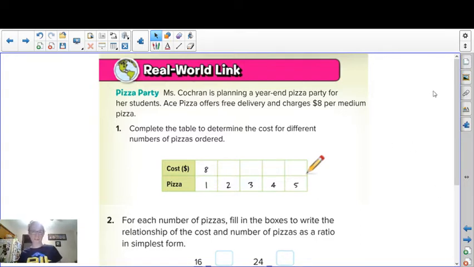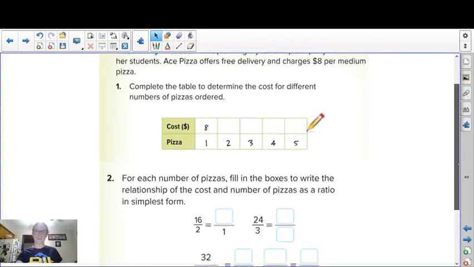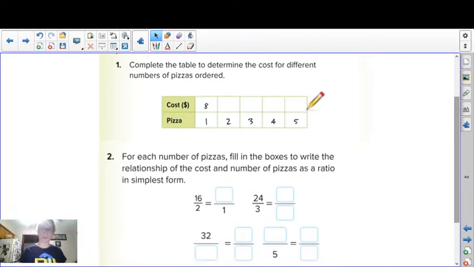Ace Pizza offers free delivery and charges $8 per medium pizza. A, super cheap. B, how do they not charge delivery? That's crazy. Let's keep reading. Scroll down, thank you, computer. Complete the table to determine the cost for the different numbers of pizzas ordered.